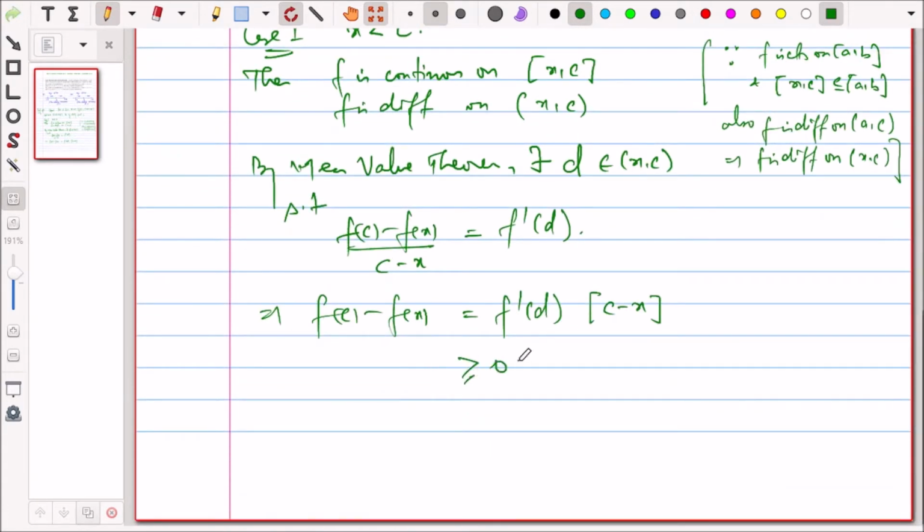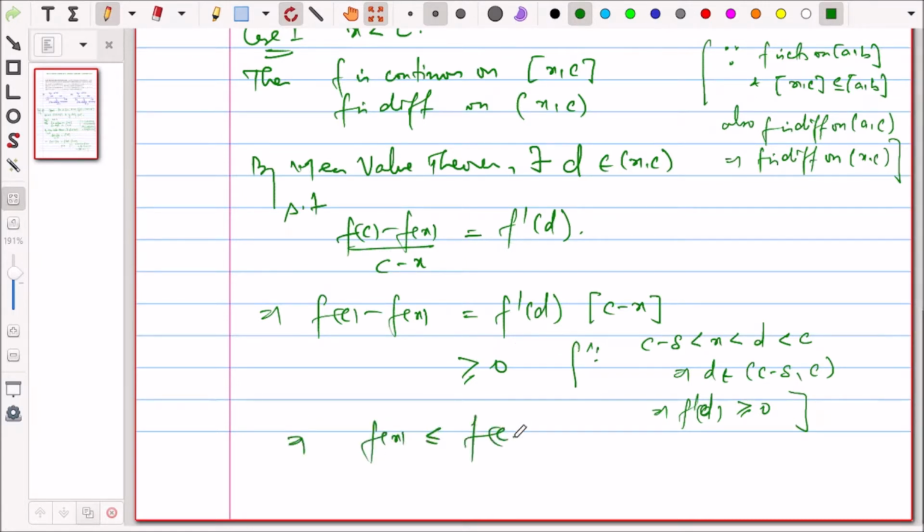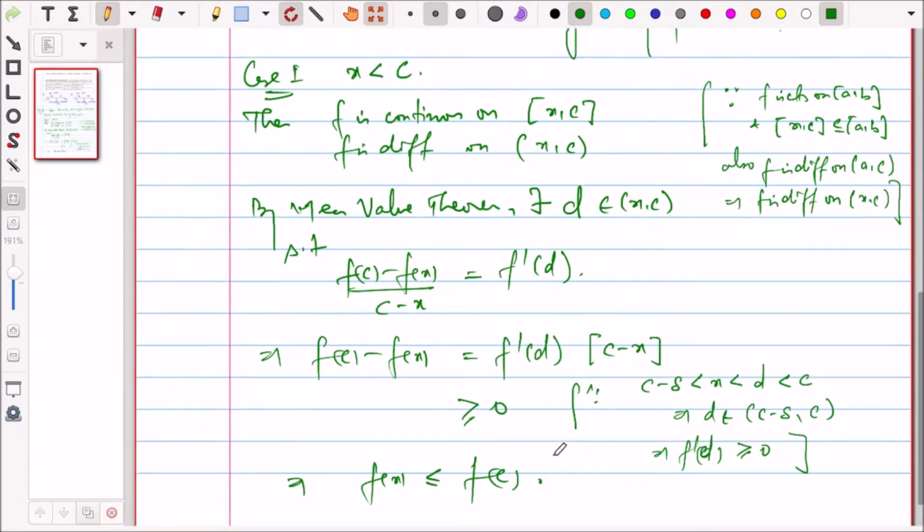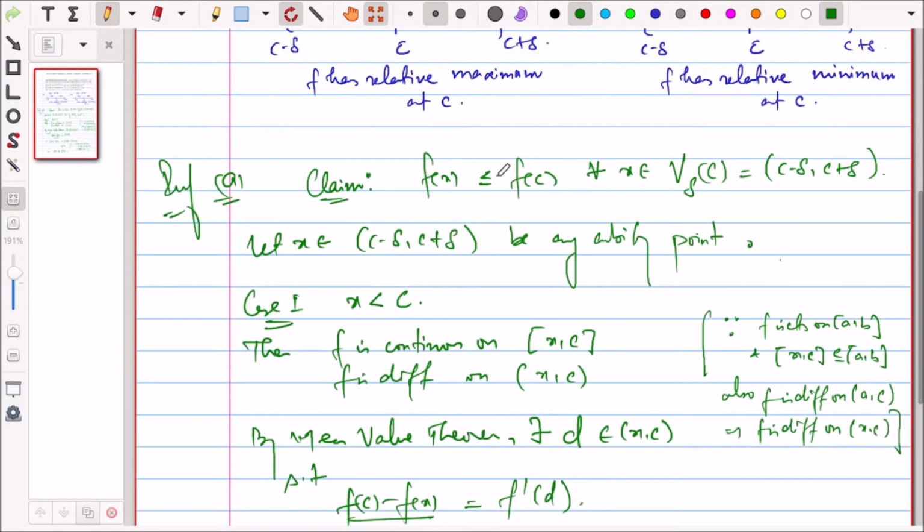so which is greater than or equal to 0 since c minus delta is less than x, less than d, less than c. So this implies d belongs to (c minus delta, c). This implies f dash d is greater than or equal to 0. c तो positive है ही x से, so this is greater than or equal to 0. This implies f(x) is less than or equal to f(c). So case 1 में तो हमने प्रूव कर दिया कि f(x) is less than or equal to f(c). And now case 2.